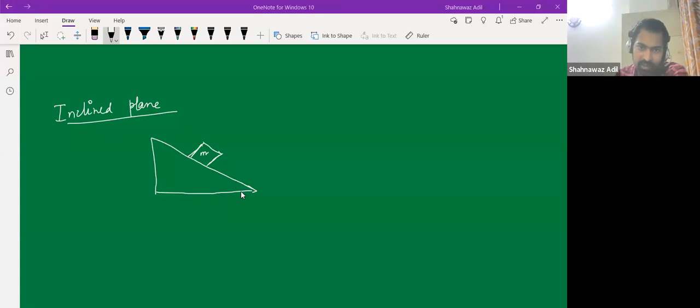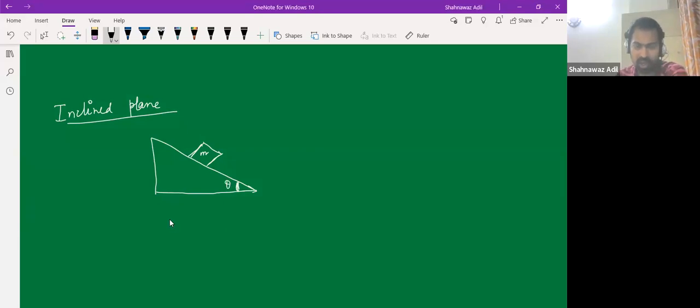And what you do is that you put something on this inclined plane. This will obviously slip down, right? So this was what I wanted to tell. Okay, so this inclined plane is making an angle theta.